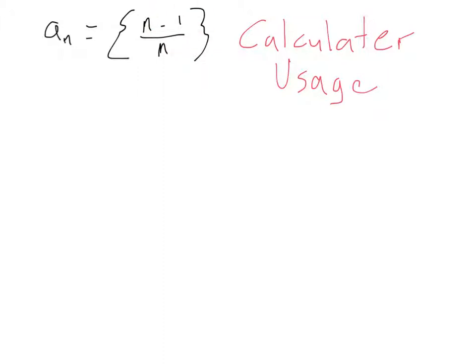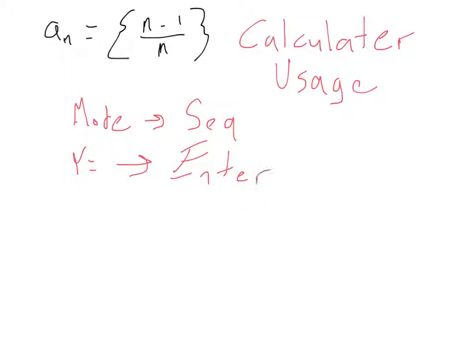So the first thing we're going to do, after we've turned our calculator on, is go to mode. In mode, we're going to turn it from function mode to sequence mode. So you've got to turn it from function to sequence. That's the first thing. Then, if you go to y equals, you can enter u sub n, that's just your new f, is going to be equal to n minus 1 over n. The rest of the settings you don't really need to do anything with.